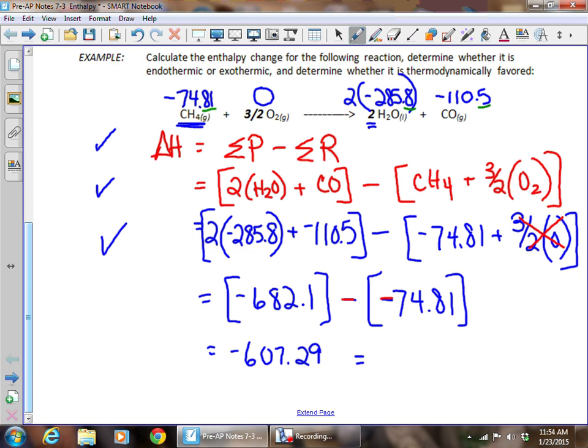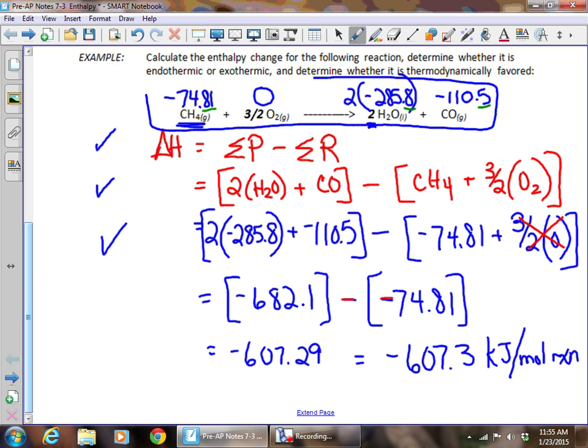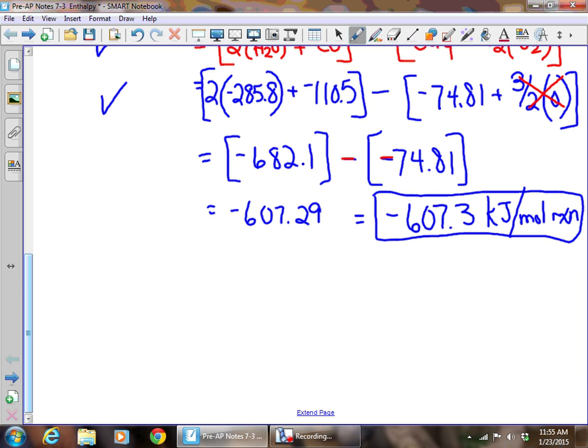So this becomes negative 607.3 kilojoules per mole. And we always write kilojoules per mole reaction, which means this is how many kilojoules of heat are involved for the reaction as written up here, because if they balance it any differently, that would change. But as written, this is what we would get for our answer. For instance, if they balanced it by multiplying through, we get rid of that 3/2, so we have to be careful.